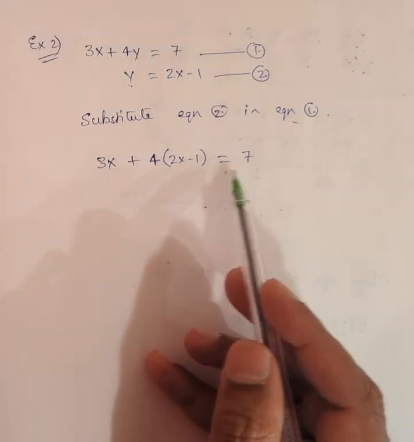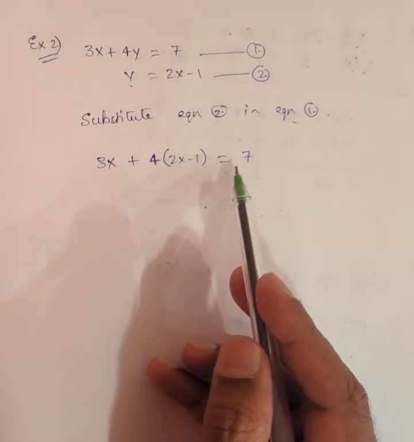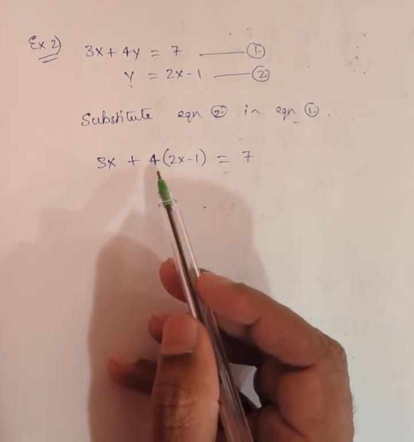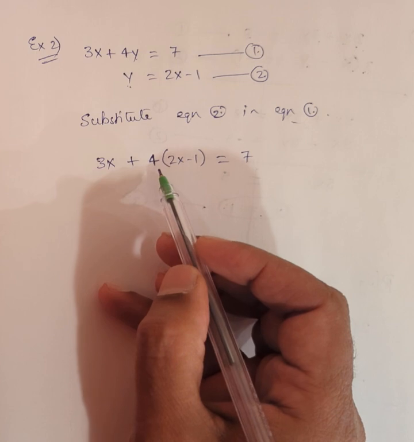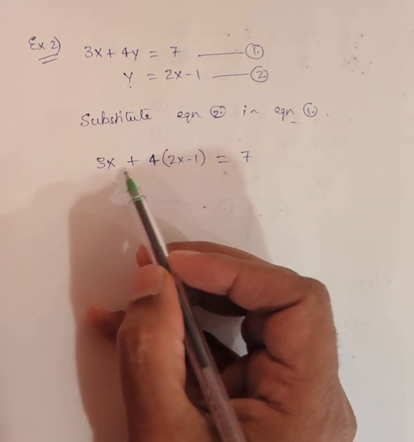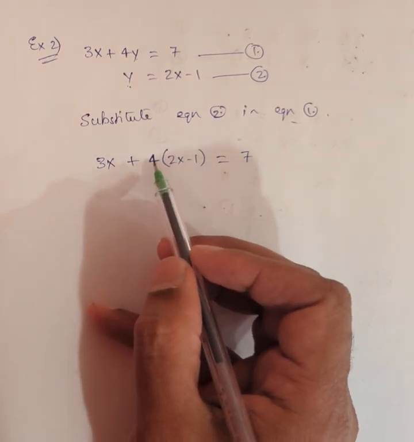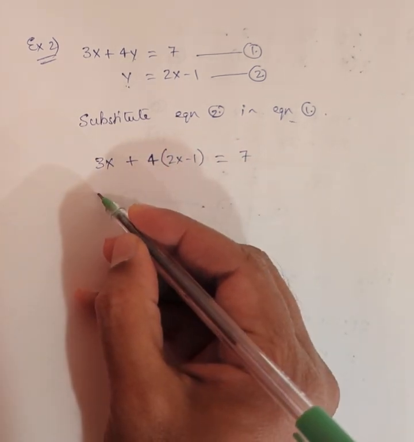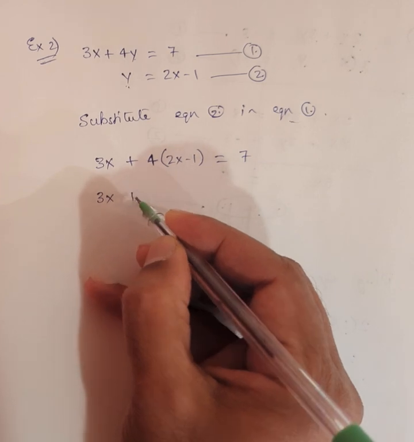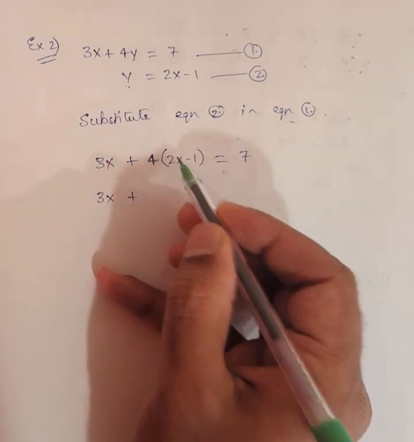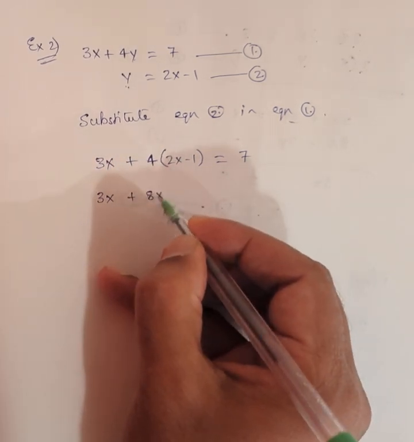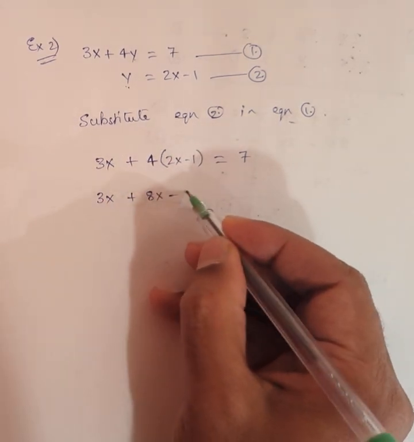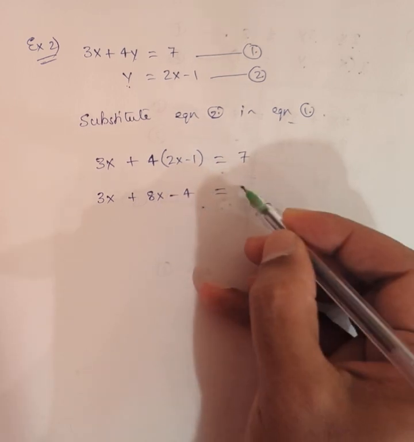So all now I have to do is simplify this equation and solve for x. So the first thing I'll be doing is following the order of operations. I can't be adding. First, I have to do the multiplication. So I'll distribute the 4 here first. So copy the 3x and then plus 4 times 2x is 8x. And 4 times negative 1 is negative 4, is equal to 7.